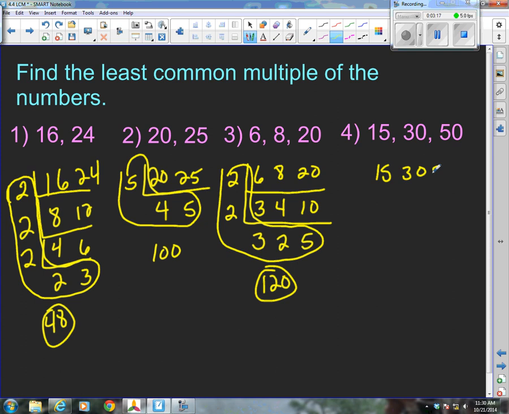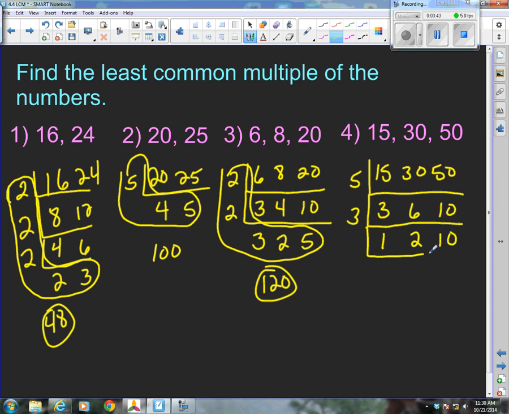Here I got 15, 30, and 50. Again, we have 3 numbers, a little different. 5 goes into all these. That's 3, that's 6, and that's 10. Now let's look. 6 and 10 have something in common. 6 and 3 have something in common, but all 3 of these do not. So I'm just going to take the first 2 numbers, 3 and 6, and look at those. 3 goes into both of those, 1 time and 2 times, and I'm just going to bring the 10 down because I did not touch it.